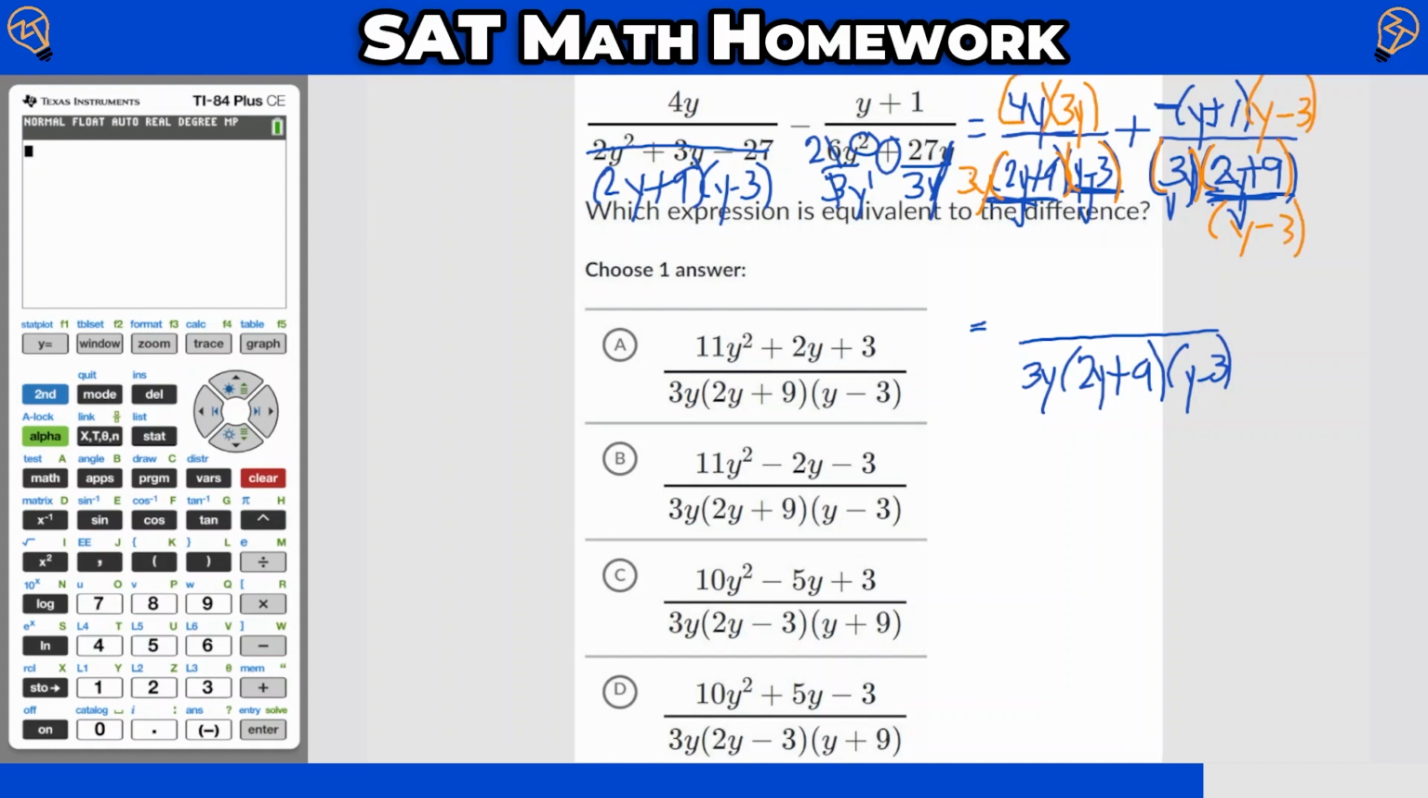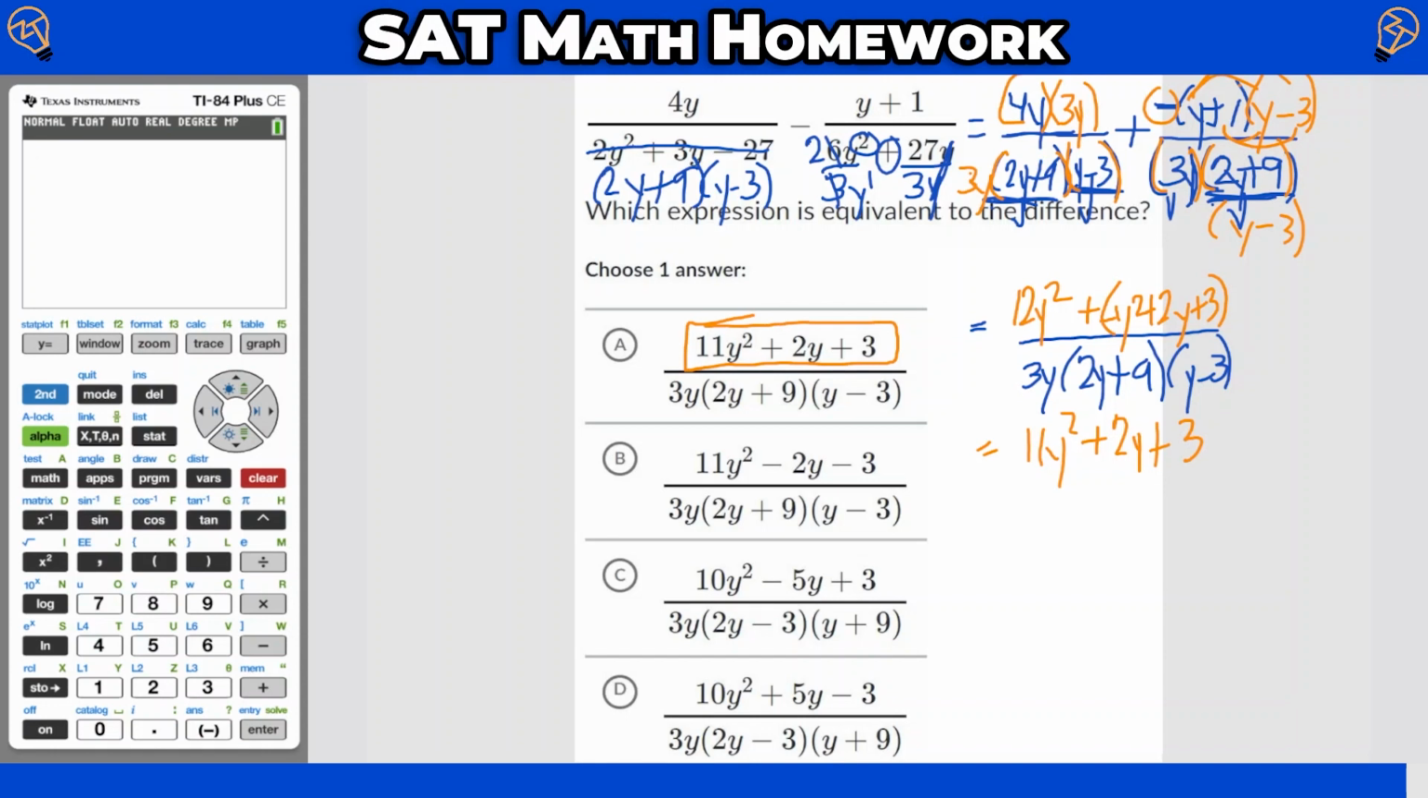So when I multiply these two monomials, I get 12y squared. I have this minus, which I'm still going to keep here. And then when I distribute, I get y squared minus 3y plus 1y, which combines to negative 2y, and then minus 3. When we distribute the negative, it flips the signs of everything in the parentheses. And now, if I combine like terms, I have 11y squared plus 2y plus 3 in the numerator, which matches with option A, and all the denominators were actually the same anyways. So that gives me my answer, A.